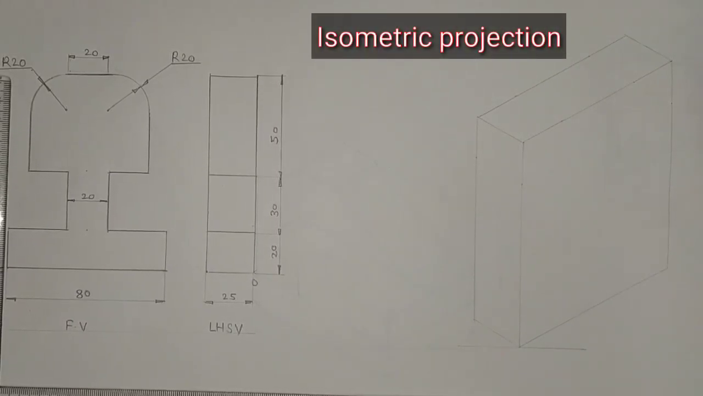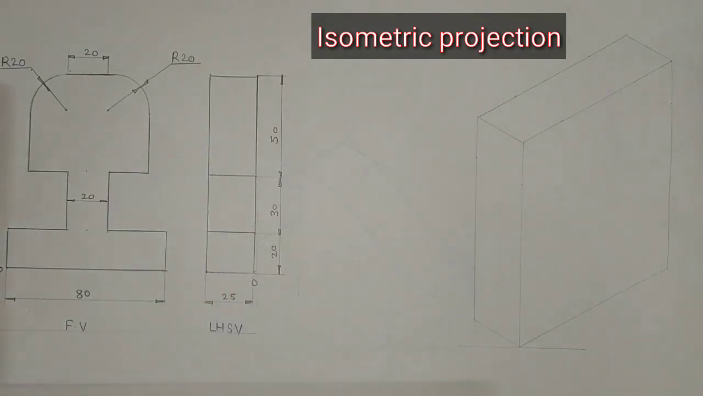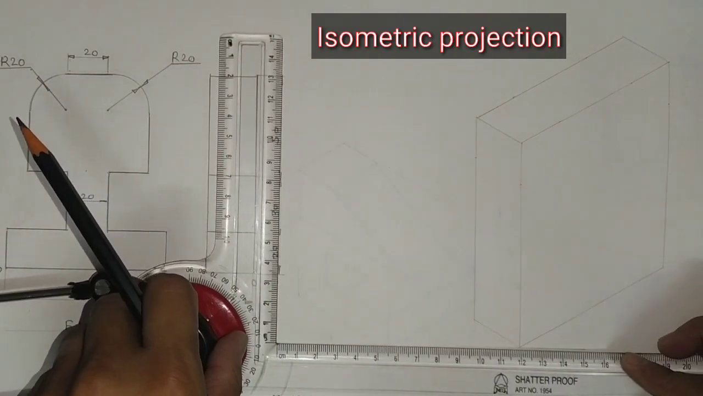Hello all, in this video, the figure shows the front view and end view of an object. Draw the isometric view and show the overall dimensions. As usual, first of all, draw a box of size 80 mm by 100 mm by 25 mm from origin O. First of all, draw a horizontal line.